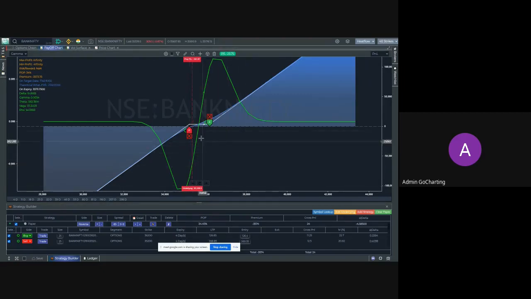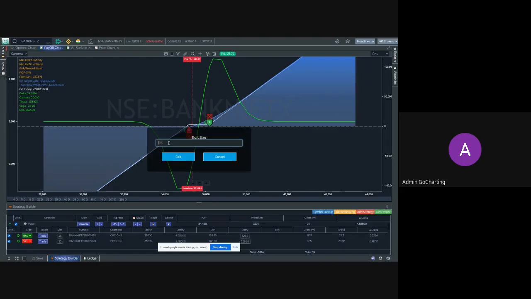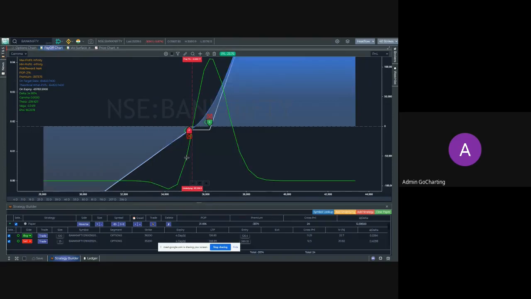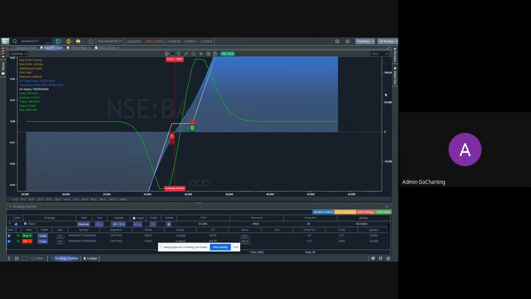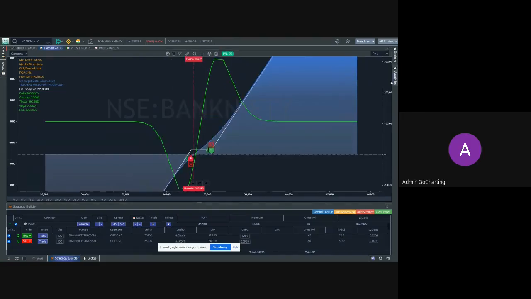The next is if I want to change the position, the quantity of any of these legs, I do have the ability to just directly click on, for example, as you can see here, I have the size on my mouse. I can click on it and I can change the position. So for example, instead of 25, I'm going to take 100 as the position and edit it, right? The payoff chart will automatically change accordingly. Similarly, I can make any kind of configuration changes, and my payoff chart will move accordingly.